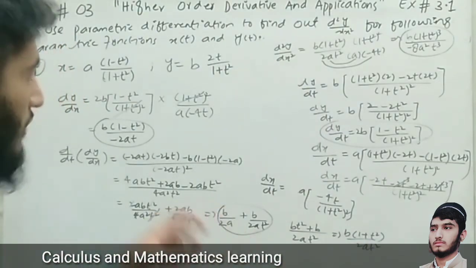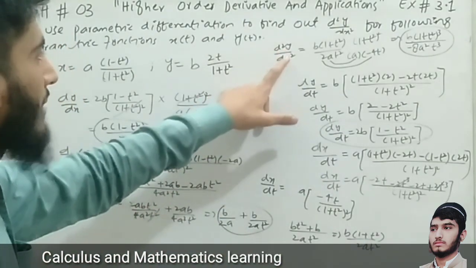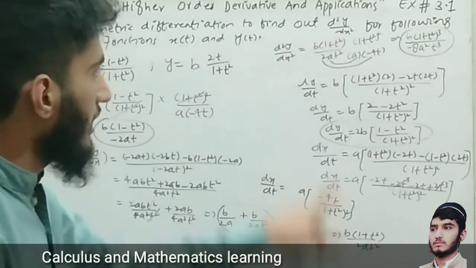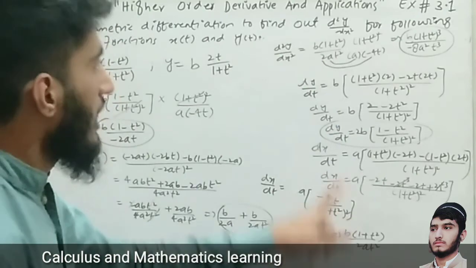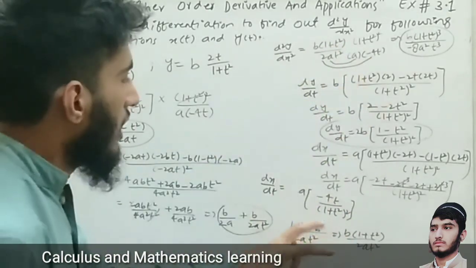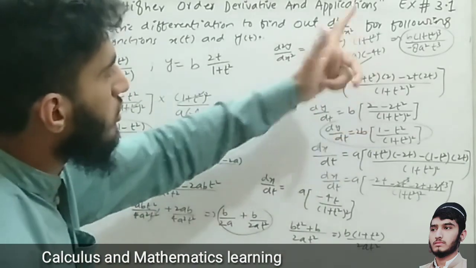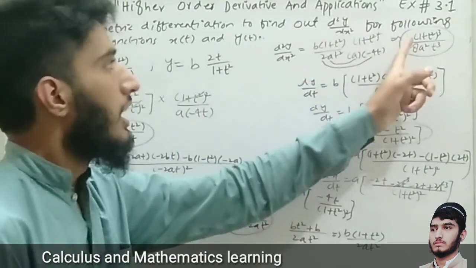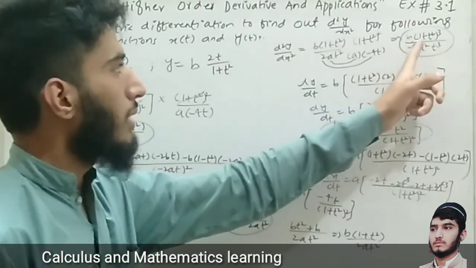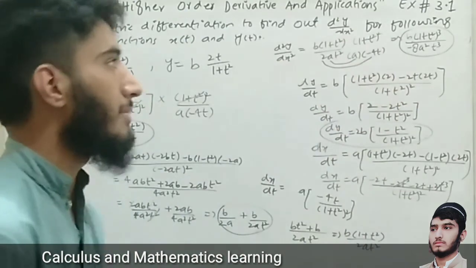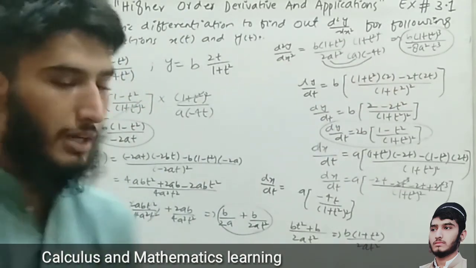Now using the values in the formula, d square y by dx square will be d by dt of dy by dx, which is b into (1 plus t square) by 2at square, divided by dx by dt, which is a into minus 4t over (1 plus t square) whole square. In the division, it will move to multiplication by (1 plus t square) whole square. So by simplification, it will give us minus b by 8, or (1 plus t square) whole cube over a square t cube. This is the required and desired answer for the parametric differentiation for part number f.